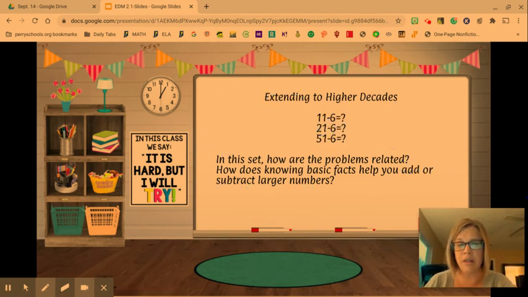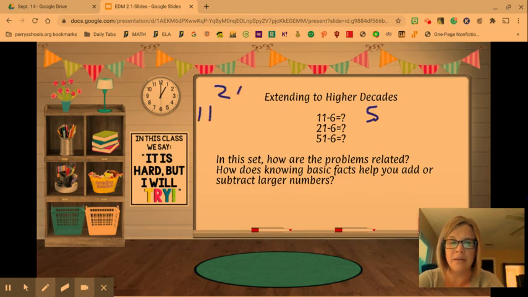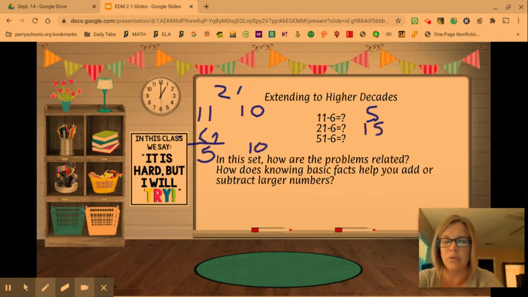Let's try another one of these. So I have 11 minus 6, that is 5. And I'm going to do 21 minus 6. Well, I'm going to break 21 down into 11 and 10. And I'm going to subtract my 6 to get 5. And then I have a 10. So 5 plus 10 is 15. 21 minus 6 is 15.